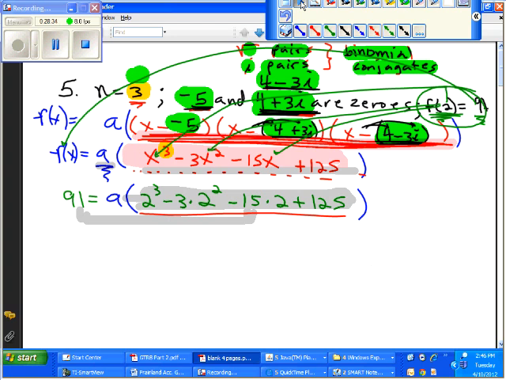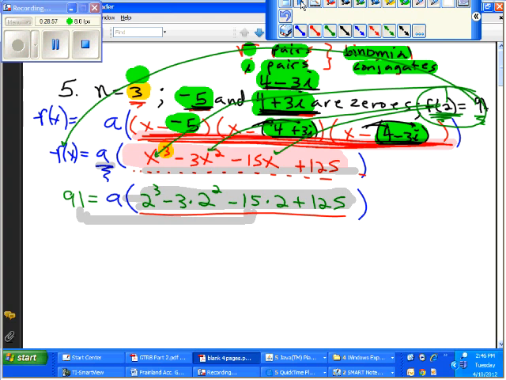I'll just see if I can do it in my head. We're going to have 2 cubed is 8. 2 squared is 4. 3 fours are 12. 8 minus 4 is negative 4. Negative 15 times 2 is negative 30. Negative 30 and negative 34. We got a negative 34.